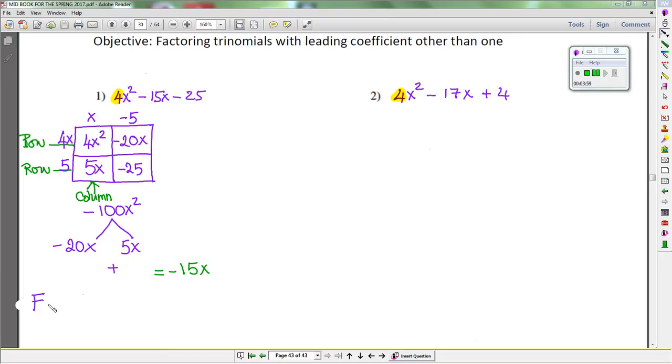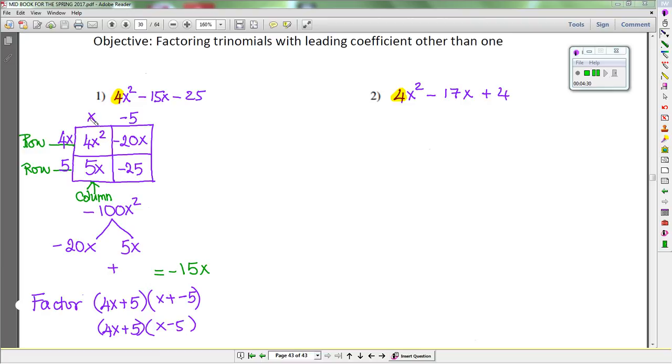So now we're done. We can conclude that our factors will be the product of the sum of the row and the sum of the column. The row will be 4x plus 5, and the column will be x plus negative 5. Now if you have a plus and a minus sign, you can simplify this. So the second binomial will be just x minus 5.